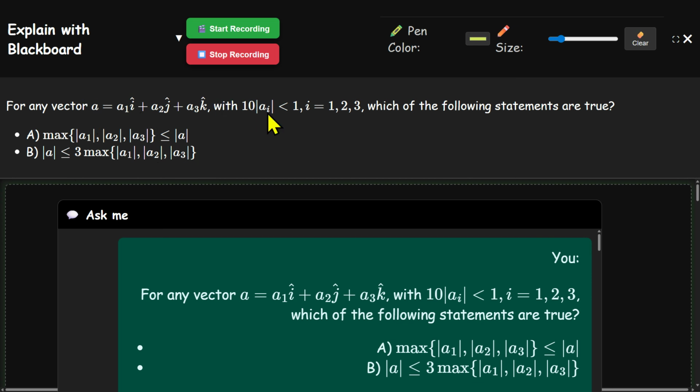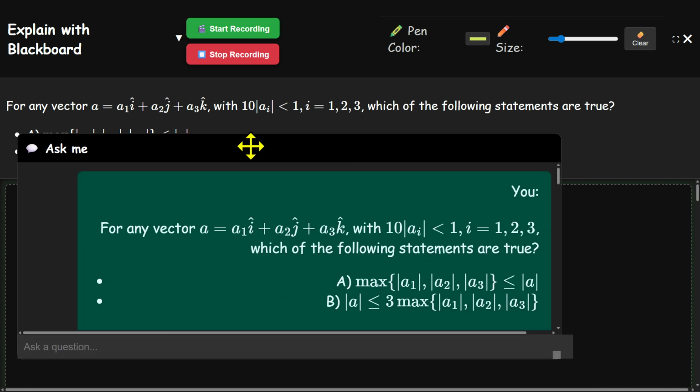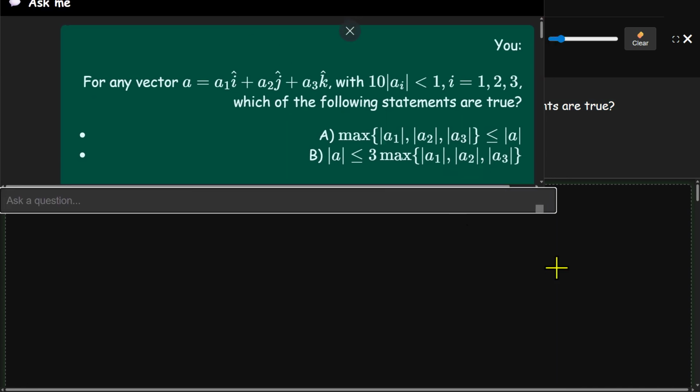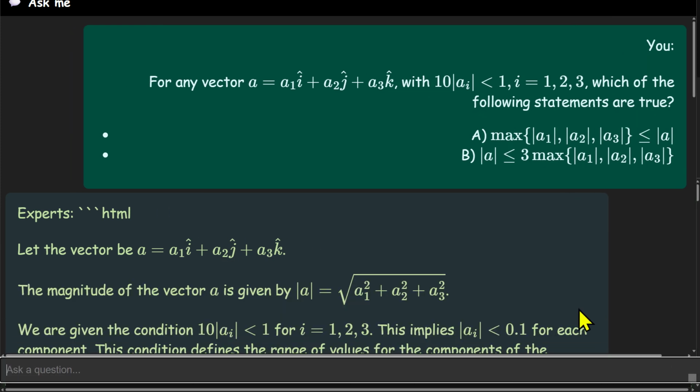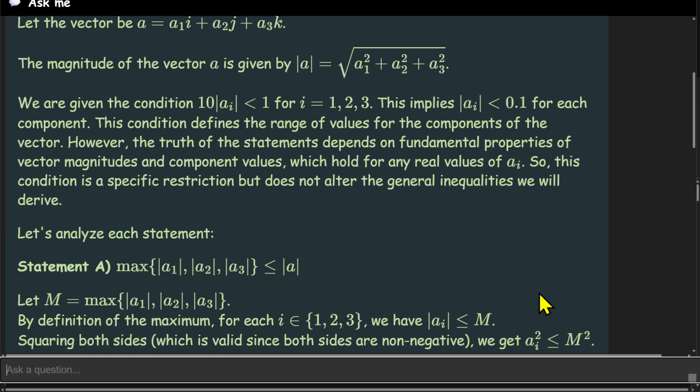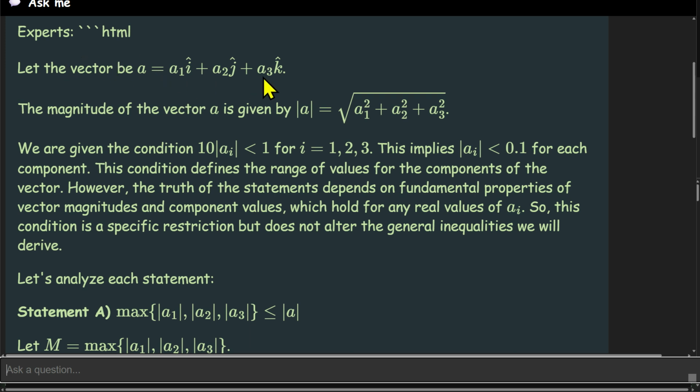वेक्टर ए क्या दिया है और 10 mod ai लेस देन 1 ये गिवन दिया है, i इक्वल टू 1 टू 3. तो अभी दोनों ट्रू हैं, या दो में से एक ट्रू है, या दोनों फॉल्स हैं, तो चेक कर दो. ठीक है, देखो लेट द वेक्टर बी ए, क्या दिया, वेक्टर बी ए गिवन दिया.